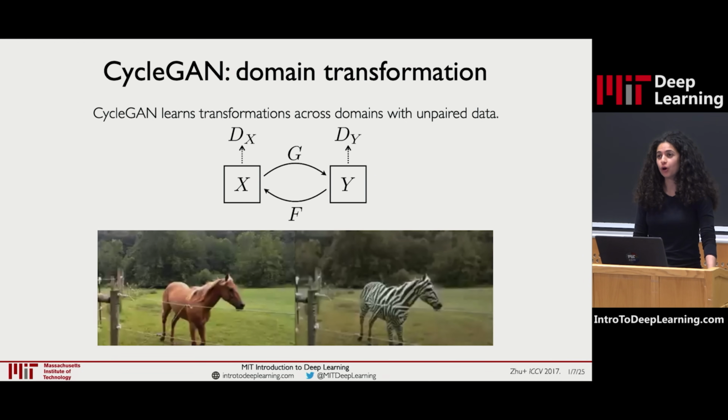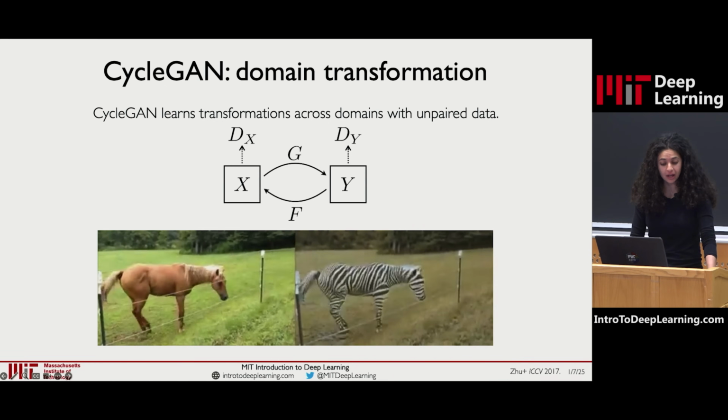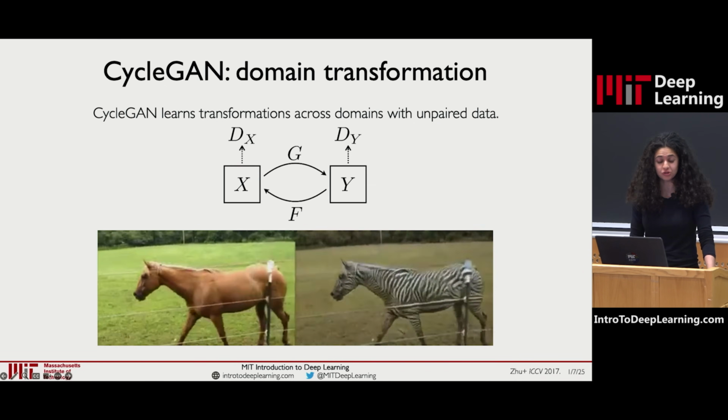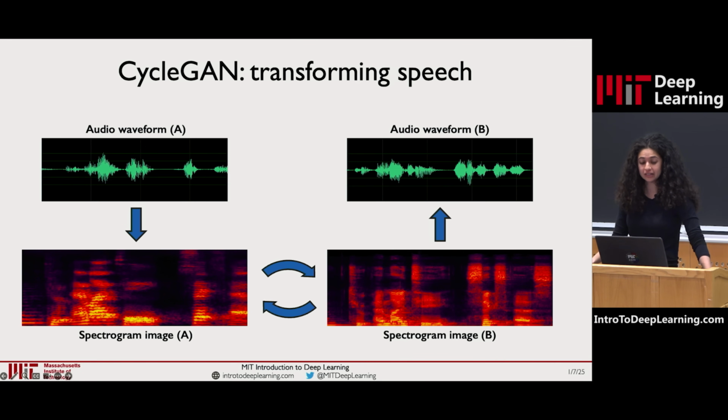In fact, we ourselves, just a few years back, built out a cycle GAN to do something that we introduced yesterday in the beginning lecture, which is speech and audio transformation. It turns out that you can actually represent audio waveforms as images, called spectrograms, and very similar to how we saw in the zebra-horse example.